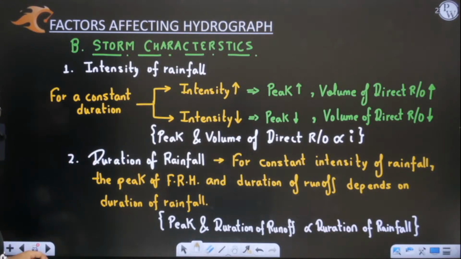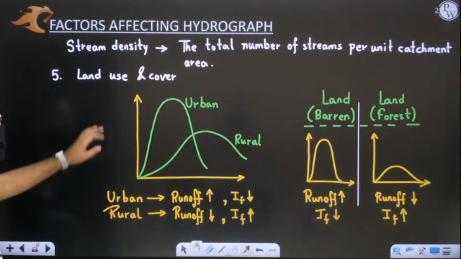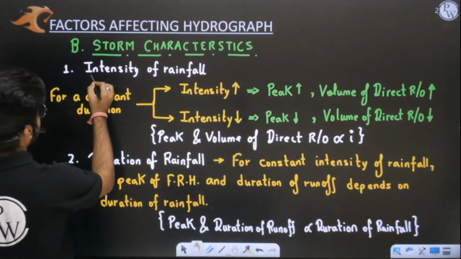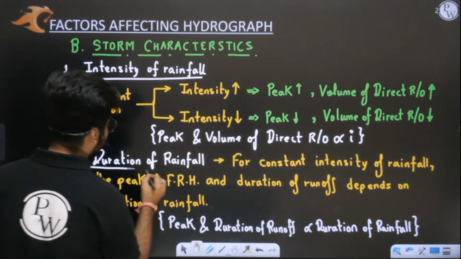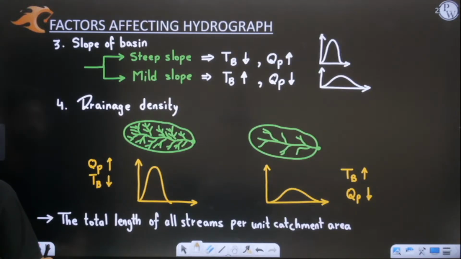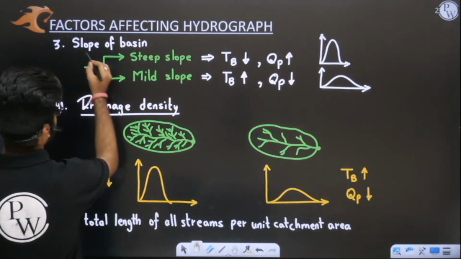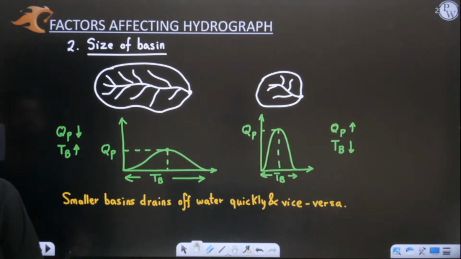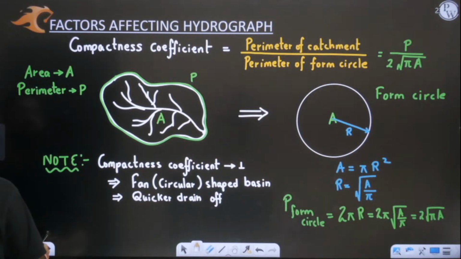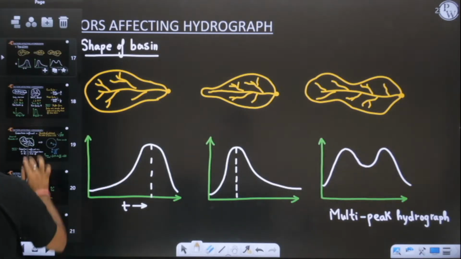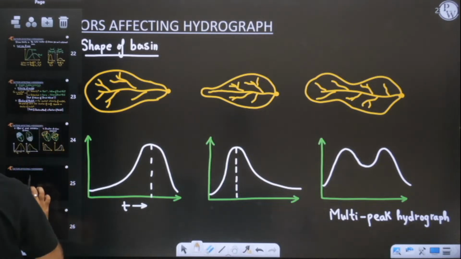Then we have discussed intensity of rainfall and duration of rainfall. These are the storm characteristics. Then we discussed the effect of land use cover, and the effect of duration of rainfall on the shape of the hydrograph. So these were the different factors we discussed today which affect the shape of the hydrograph: slope, drainage density, size of basin, and then the shape of basin, the very first one.